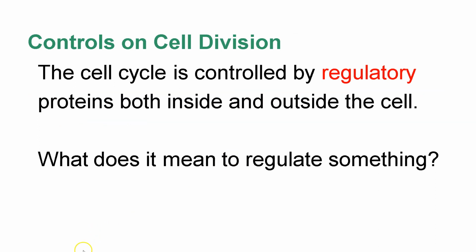But the cell cycle is controlled by regulatory proteins. So I want you to think of a light switch. Okay? And I'm going to try to draw this. But you have the on side, you have the off side. You have your little switch thing, right? And so regulatory proteins determine if a cell is going to divide or not going to divide, okay?